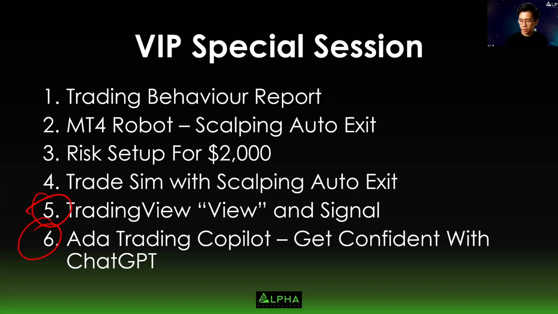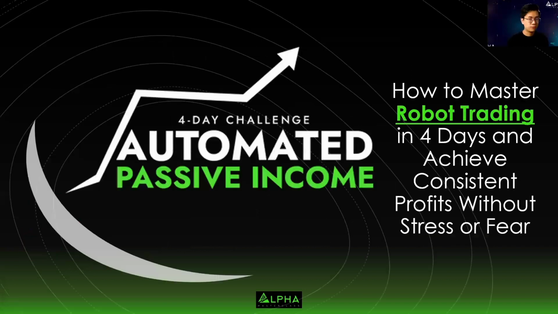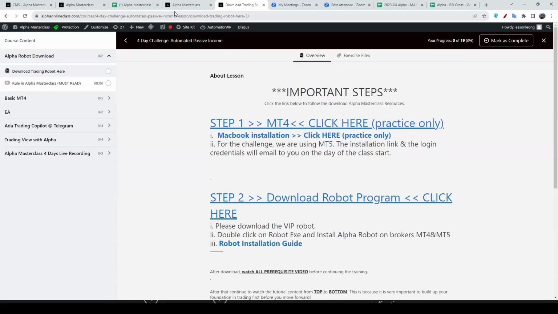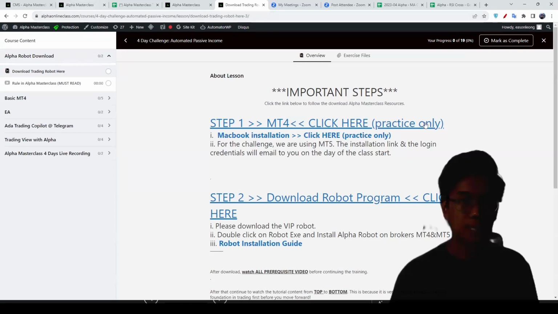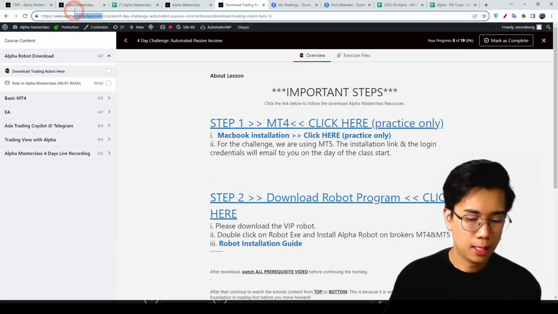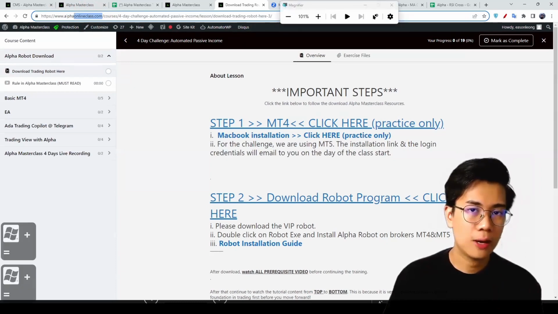Now, in case some of you do know, you have a membership website that's specifically for you only, which is only for those in VIP. In your membership website, you can just go to the website. I believe my team did send you the link, which is over here. Our website is www.alphaonlineclass.com, and you just key in this link and you're able to log in.